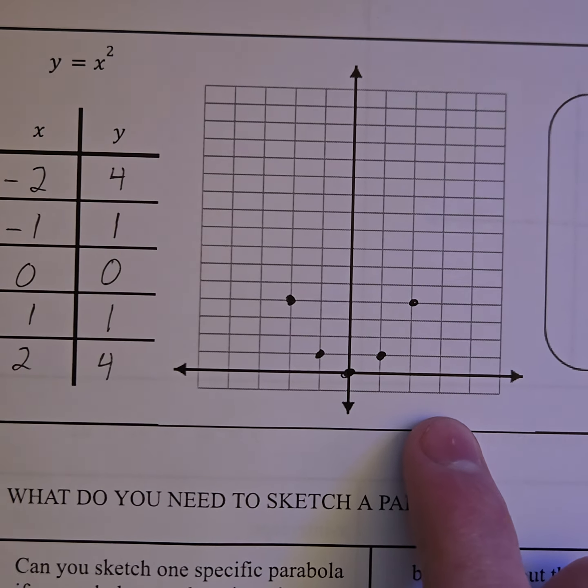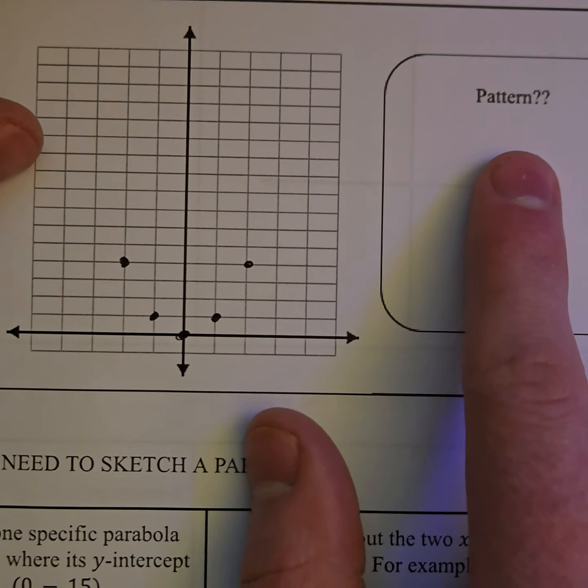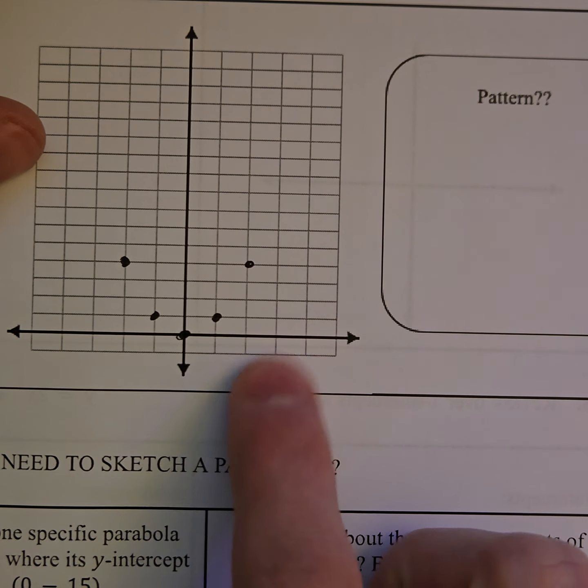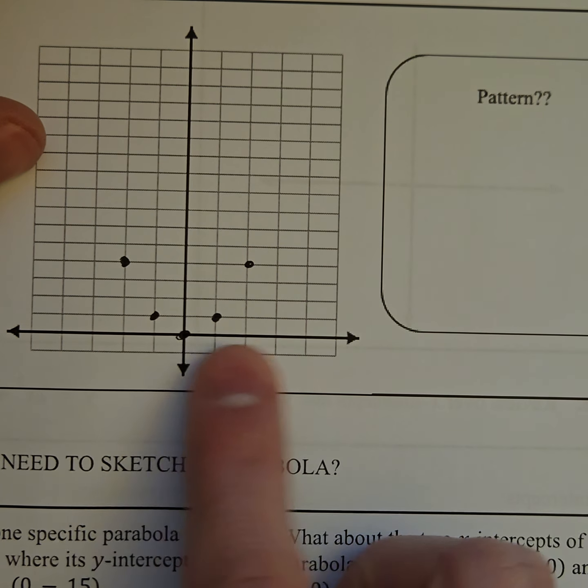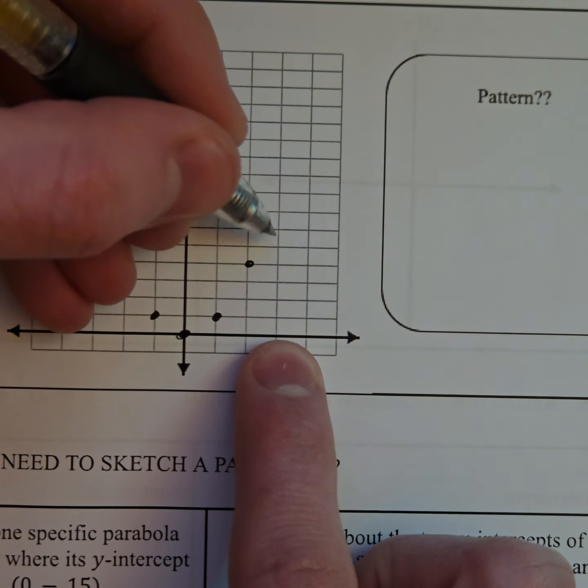Hopefully you're kind of seeing a pattern here. Our pattern is that whatever our x value is, we're just squaring it to get the y value. So, for example, if we did 3, we know that would give us 9. So you could count up to 9 here.